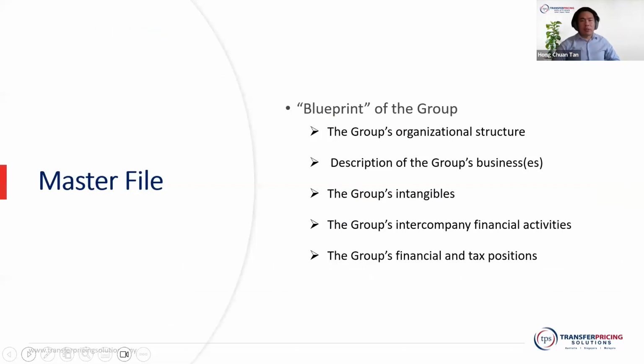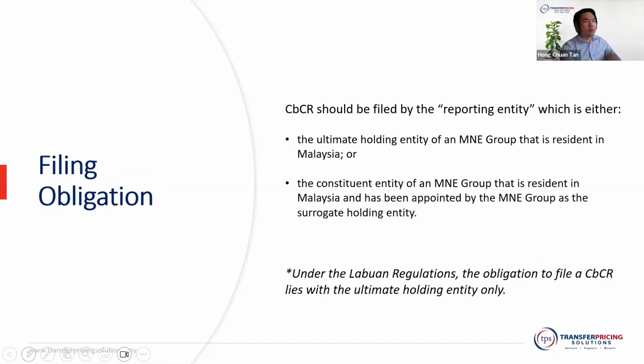Then you have the master file. We call it the blueprint of the group, an overview of what the group does as a whole. They look at your organizational structure, your group structure, your group's businesses, what business lines you have across the group, then the group's intangibles, who owns them and what the intangibles are. Then you have your intercompany financial activities, whether you have cash pooling or loans coming from here and there, and what the policy is on it. Then you have your group's financial and tax position, looking at your consolidated figures as well as the tax position of the group itself, right? So all these are more on the overarching umbrella of the group itself. Then the local file will be your TP documentation.